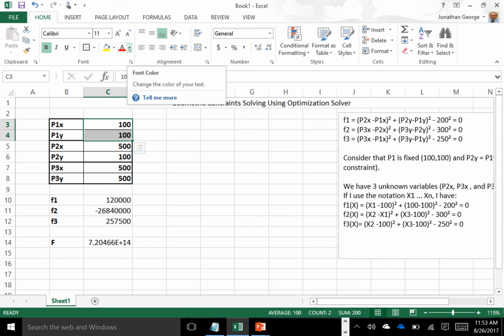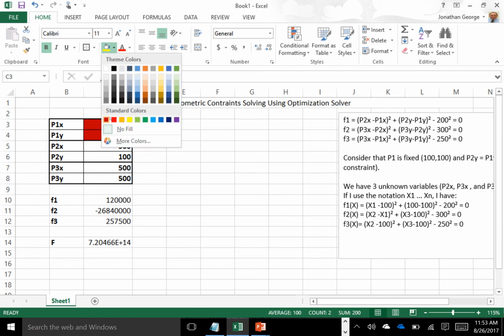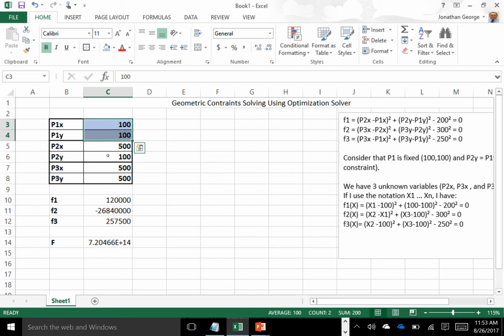These two variables are constrained. We're not going to be changing them, as well as this one. Those were all defined by the fact that we knew that P1 was at 100, 100, and that P1 and P2 were horizontal. Okay, so the rest of these are the variables that we're going to be adjusting to optimize the result, or to get the result hopefully to be 0.